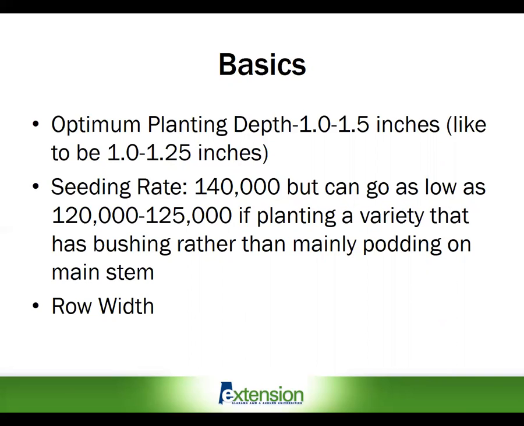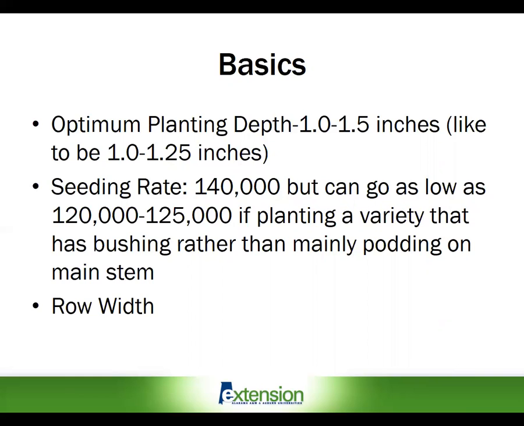Seeding rate, I like it to be around 140,000 seed per acre, and this to me is your optimum. You can go as low as 120 to 125,000 seed per acre if you're planting a variety that is a bushing type rather than one that mainly sets on the main stem.